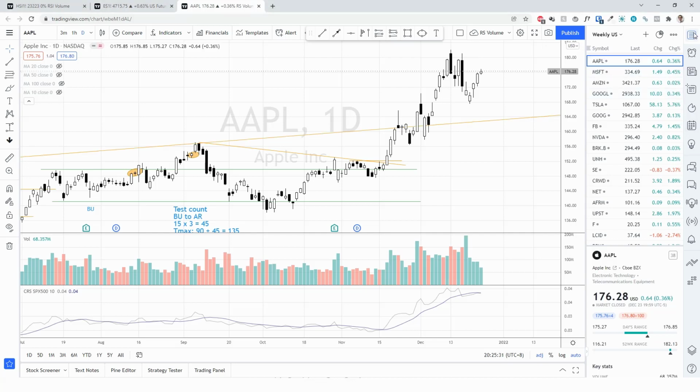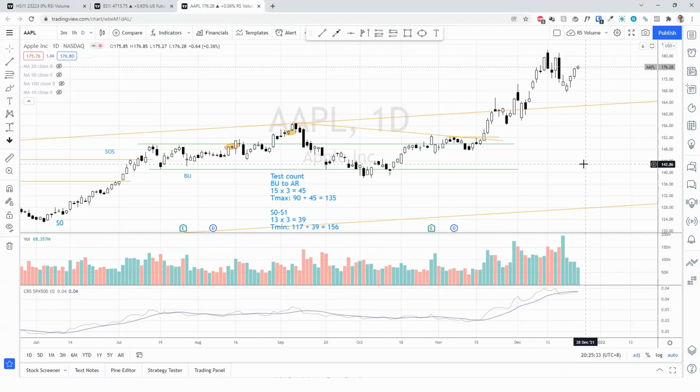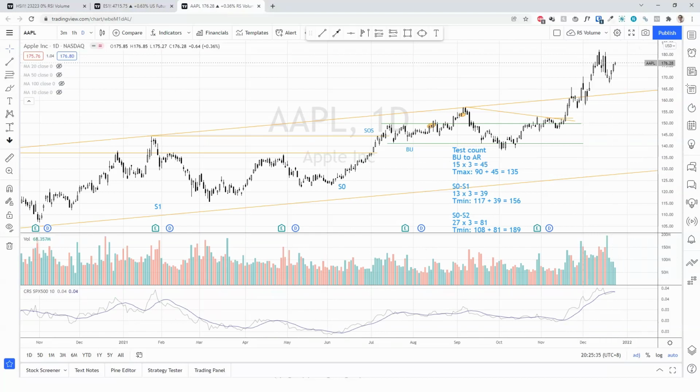So the first one is Apple. You can see that Apple has pretty much had a climactic run. We have a three-leg up, so that's probably resolving itself out from the downtrend line here.